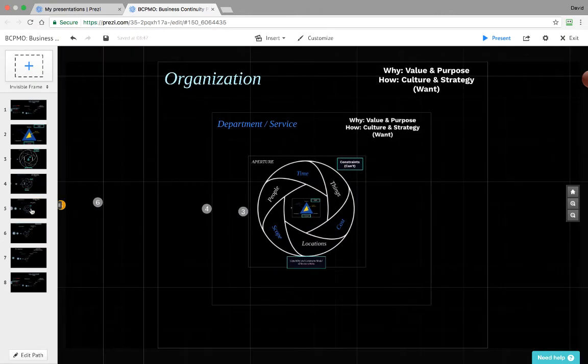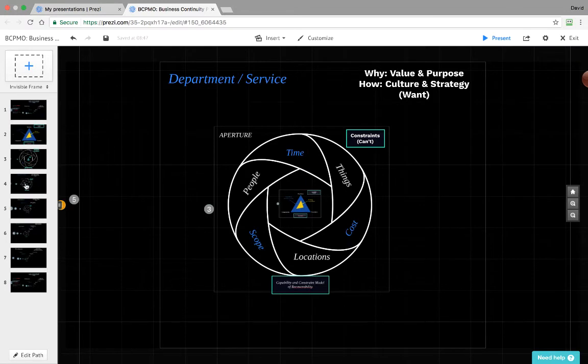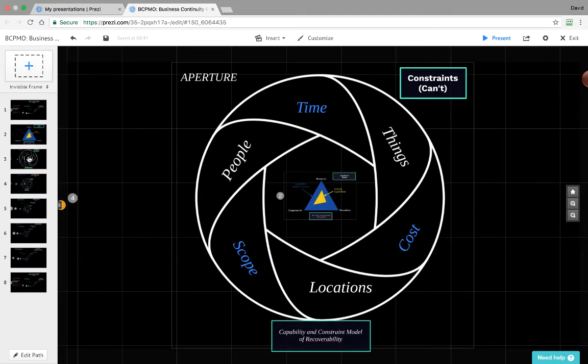What we need to do is start preparing our portfolio of responses, our portfolio of recovery, because within each one of these levels, the actual impact, the actual decisions are going to change. The organization may change its overall business strategy depending on what has happened. The department and the service may then have to react to that business strategy and change its value and its purpose within its own culture and strategy. And we will now have very specific changes to the impact of our loss.